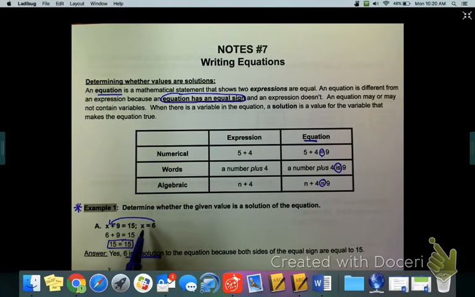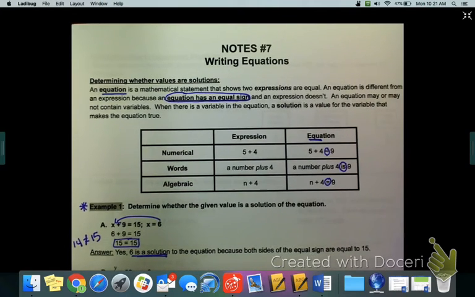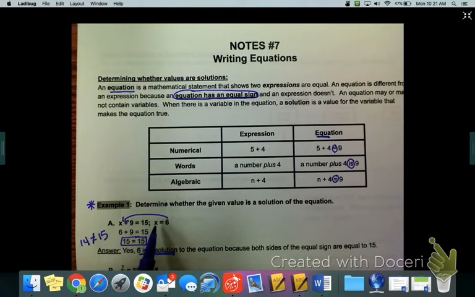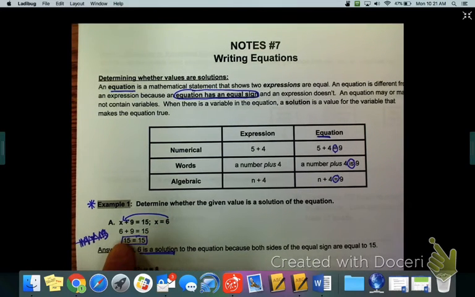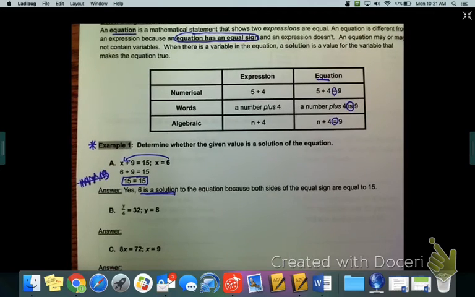If it told me that x was 5, let's just say that, and I put 5 in here, is 5 plus 9 15? No, it would show 14 equals 15, and that is not true. So if it said x was 5, that would not be a solution to the equation. That was just a little example of when it is not. In this particular case, x as 6 is a solution because both sides of the equal sign show 15.